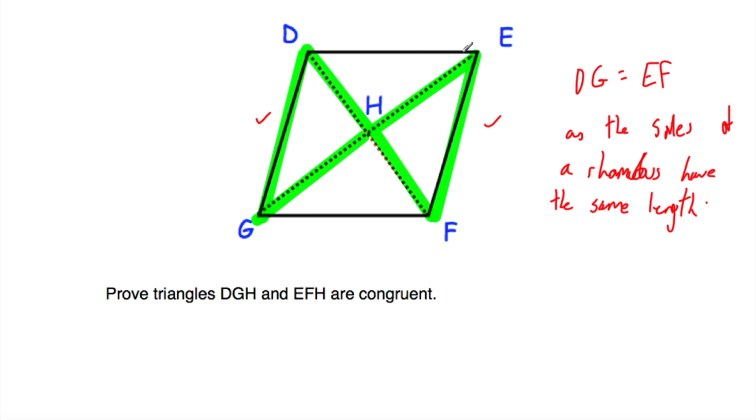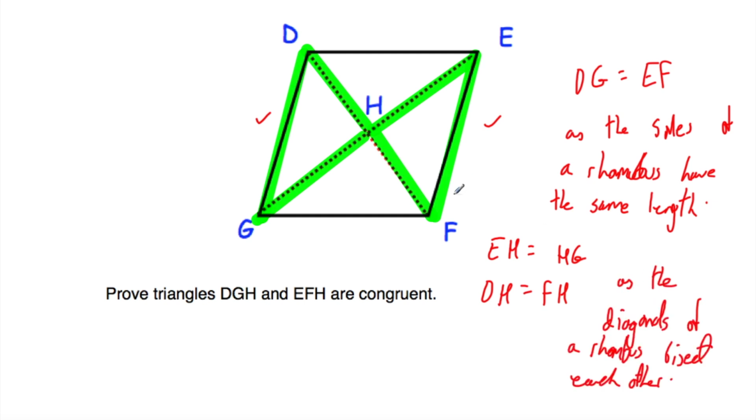And then also we've got two diagonals of a rhombus. Now the two diagonals of a rhombus, this diagonal DF and this diagonal EG, will cross each other at 90 degrees, but also they'll bisect each other. So that means that this length will be the same as this length, and this length will be the same as that length. So let's write that down. So that means that EH would be equal to HG because it bisects that line, EG, but also that DH equals FH as the diagonals of a rhombus bisect each other.